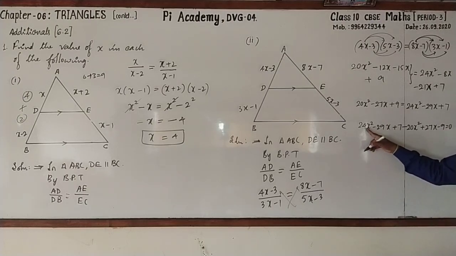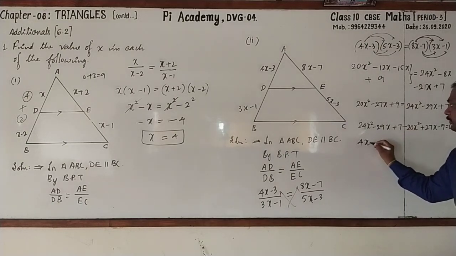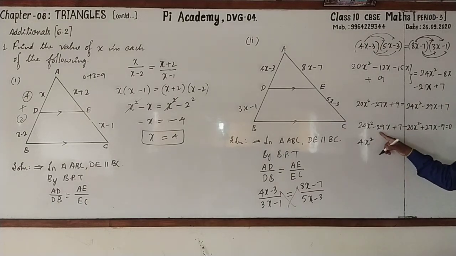Now 24x square minus 20x square. How much? This is 4x square. Minus 29x plus 27x. This will be minus 2x. 7 minus 9. This is minus 2, which will be equal to 0.